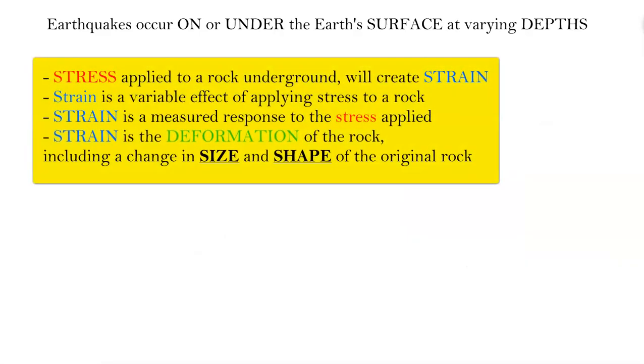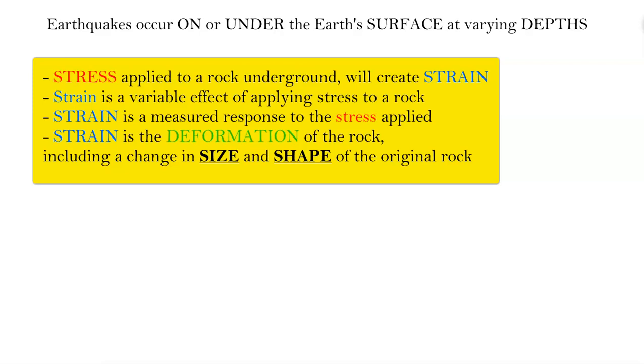Now all three, shearing, compressional and tensional, they all cause something. It's called strain. Strain is the effect of stress. You add stress, something's going to happen. Cause and effect. Well, what's going to happen is the strain. And strain's also called deformation. So it is the change of shape or size to the rock that is a result of the stress being applied underground.